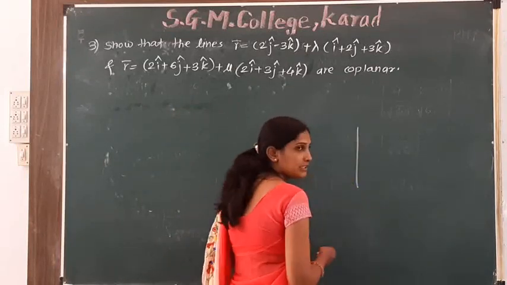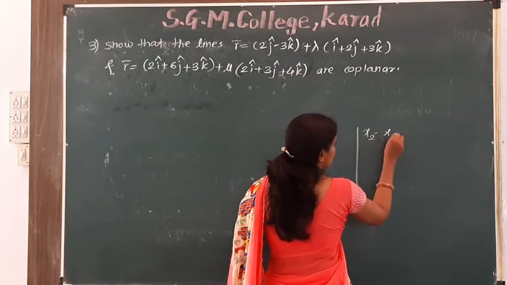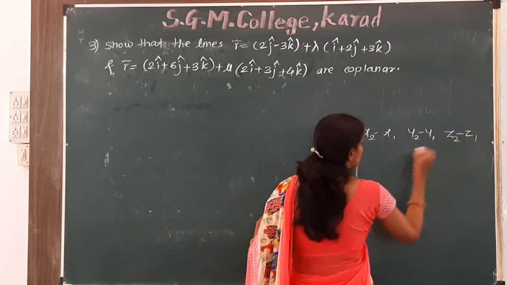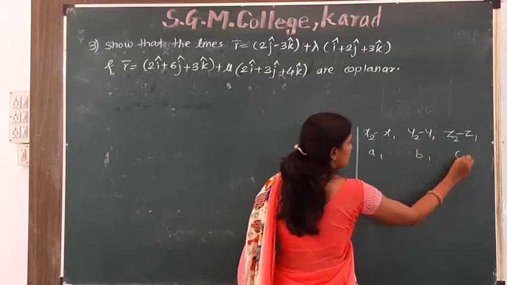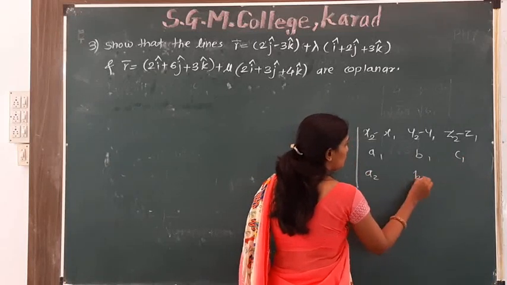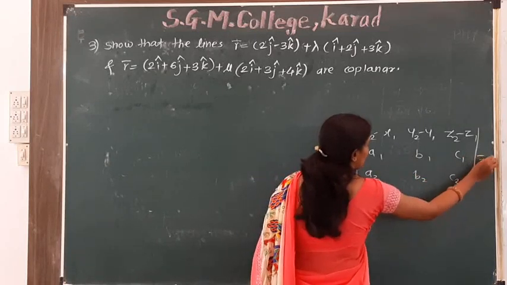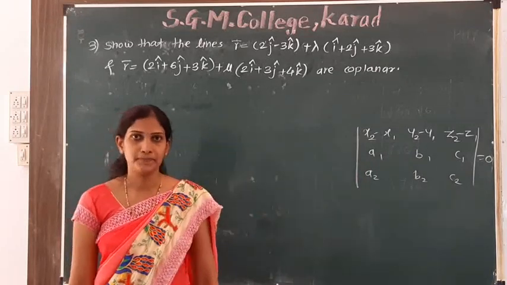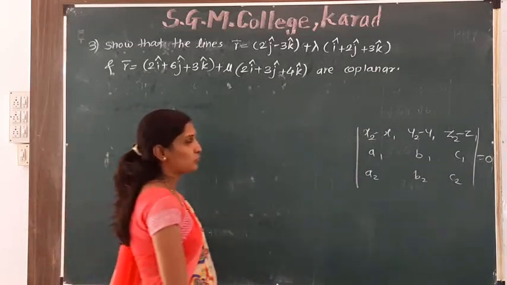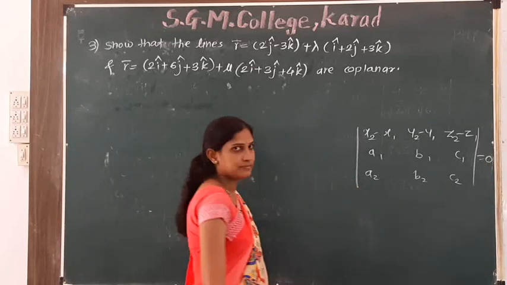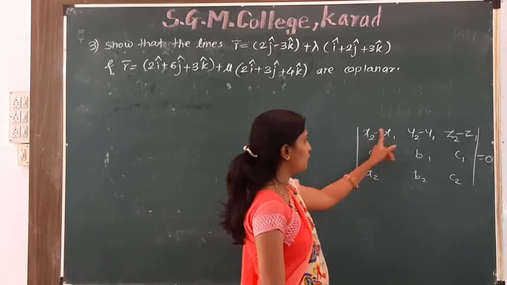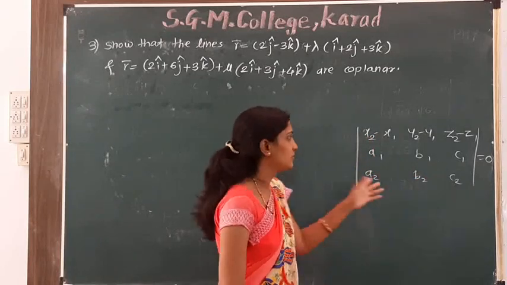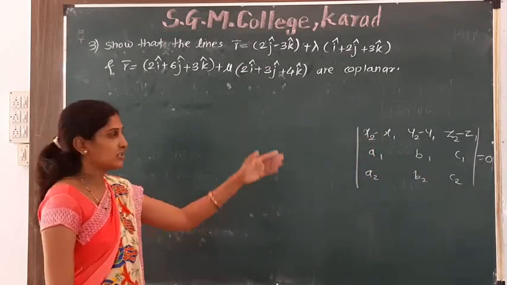If the determinant of x2 minus x1, y2 minus y1, z2 minus z1, a1, b1, c1, a2, b2, c2, has value 0, then we say that these two lines are coplanar. So firstly we have to find the determinant. For that we have to find out the values of x1, x2, a1, b1, c1, that is the direction ratios and the point.